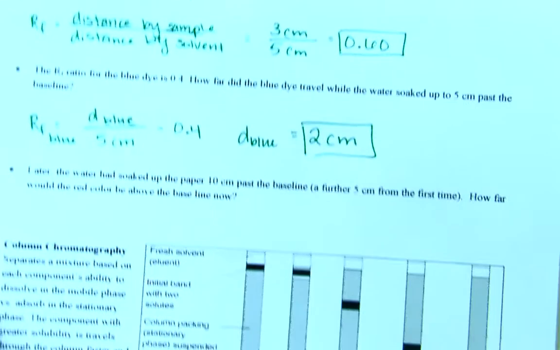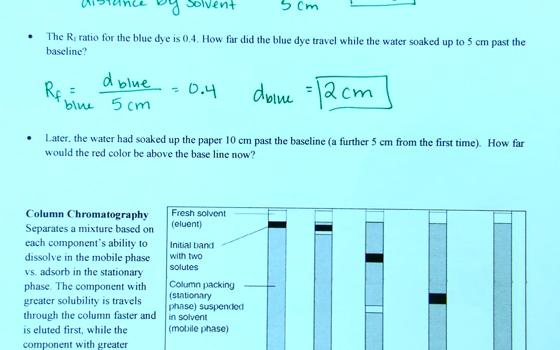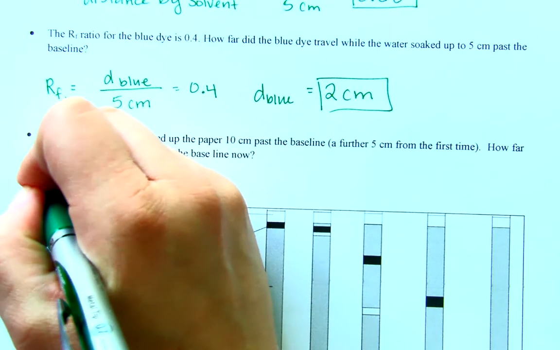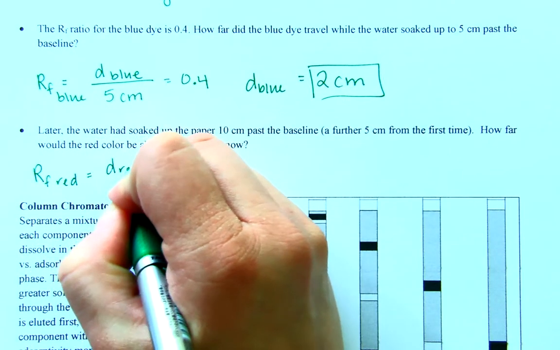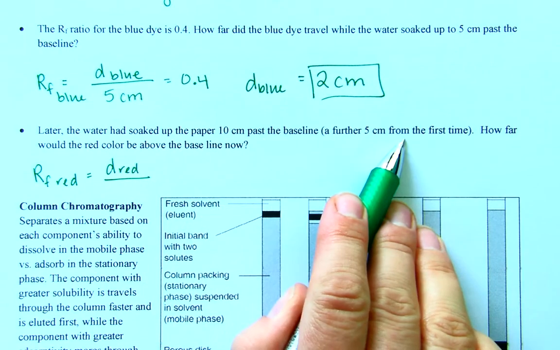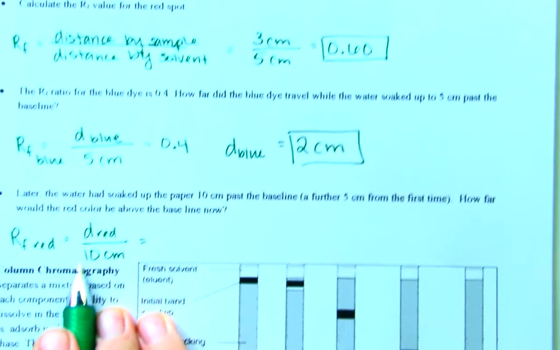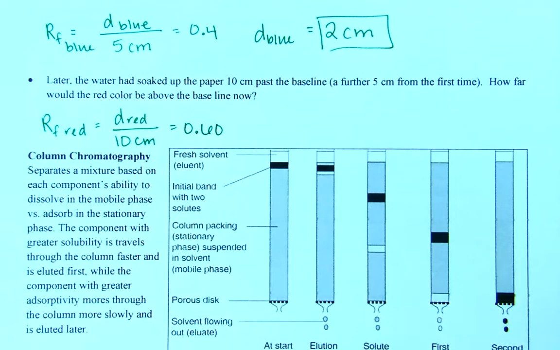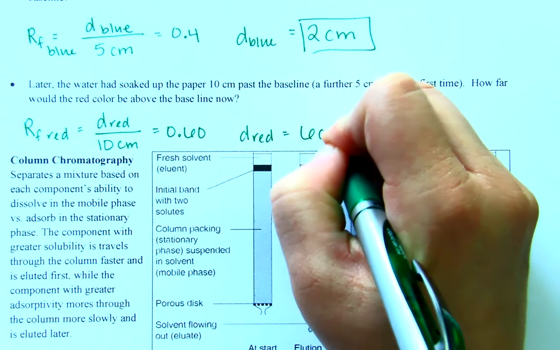Later, the water had soaked up the paper 10 centimeters past the baseline, a further 5 centimeters from the first time. How far would the red color be above the baseline now? Let's calculate. The RF value of red equals the distance that red traveled over, now 10 centimeters past the baseline, so 5 plus the original 5 is 10. And we knew the RF value of the red was 0.60. So the distance that the red will travel overall is 6 centimeters.